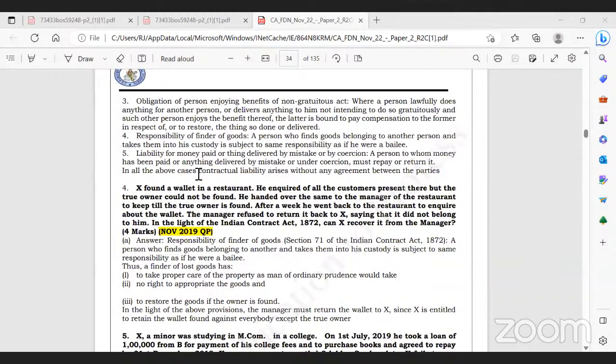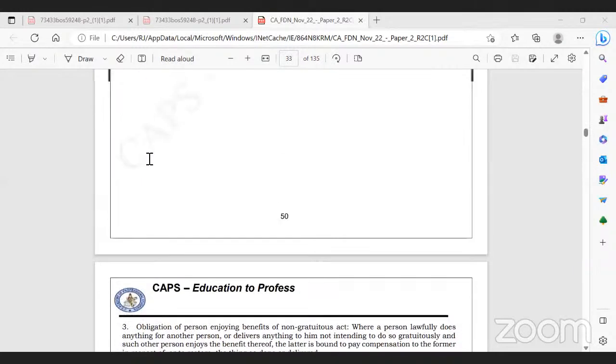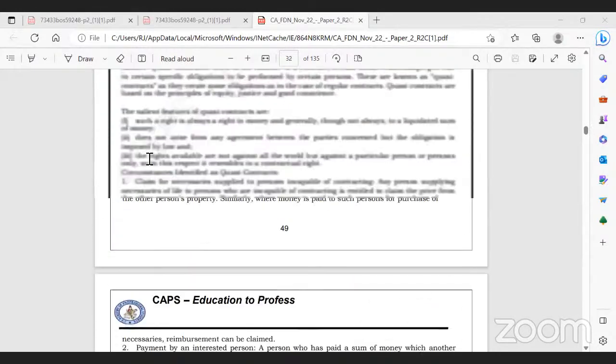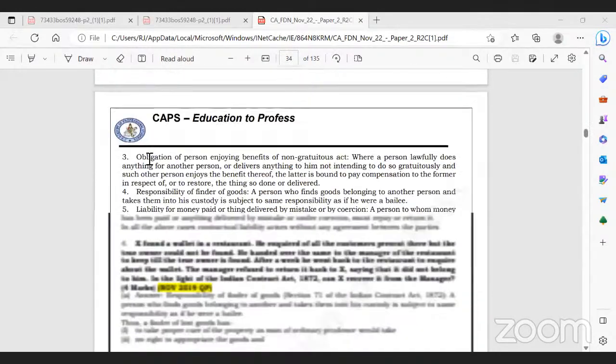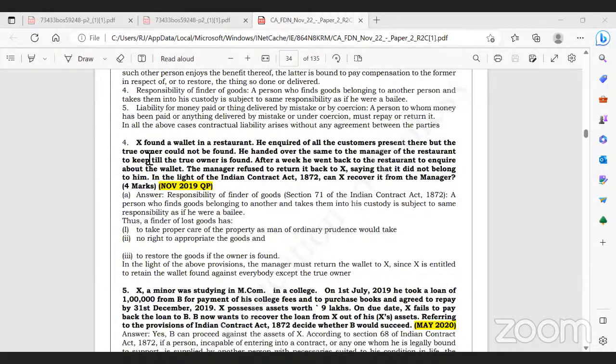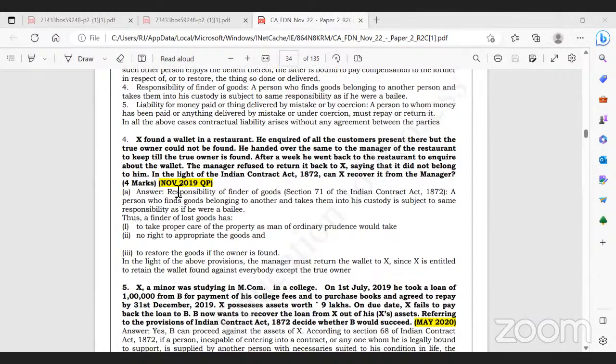This is again saying that ring case, right? So now remember, the finder of the wallet is the true owner. So he can file a case against the restaurant owner to take back the wallet. Because the person who finds the goods is the bailee of the goods till he finds the person who has lost them. So the restaurant owner has no right over the wallet. Understand, no? Yes.